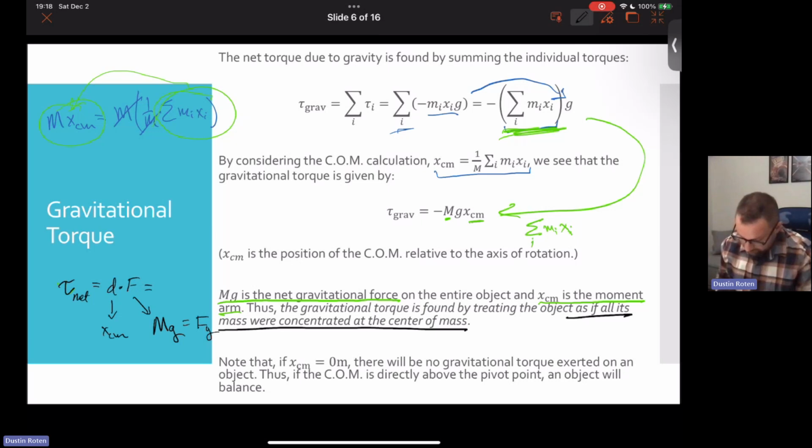Now, what's really cool is if the center of mass is actually at or on top of the axle, above the axle, then this object's actually going to balance. So that's the whole trick to balancing: whatever the center of mass of the object is, if it's on top of that pivot point, your object balances.